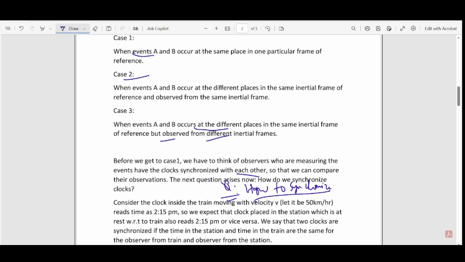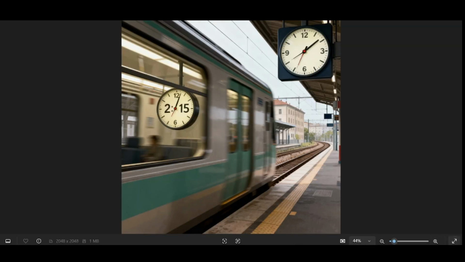Take the case of a moving train with velocity v, with a clock showing some time, passing a station that has a clock placed in the station. Both the train and station clocks read the same time. We can say that the two clocks are synchronized if the time in the station and the time in the train are the same for observers from the train and those observing from the station. This is a scenario, which I can represent pictorially.